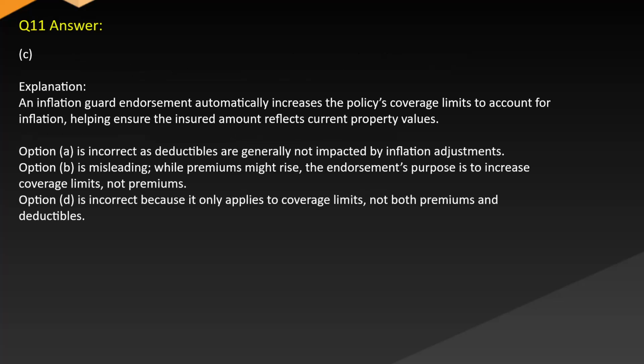Answer C. Explanation. An inflation guard endorsement automatically increases the policy's coverage limits to account for inflation, helping ensure the insured amount reflects current property values. Option A is incorrect, as deductibles are generally not impacted by inflation adjustments. Option B is misleading. While premiums might rise, the endorsement's purpose is to increase coverage limits, not premiums. Option D is incorrect because it only applies to coverage limits, not both premiums and deductibles.